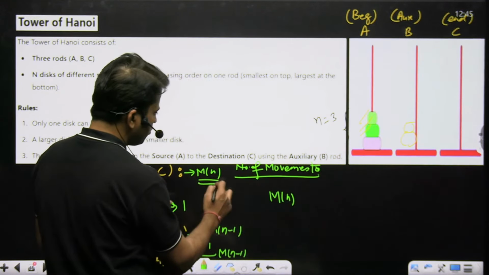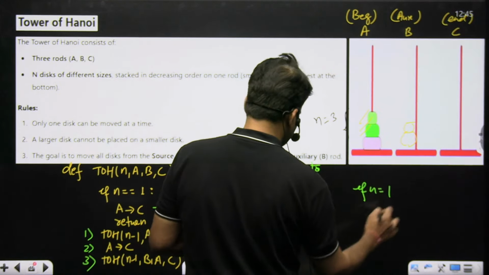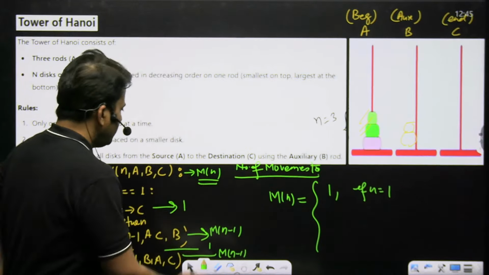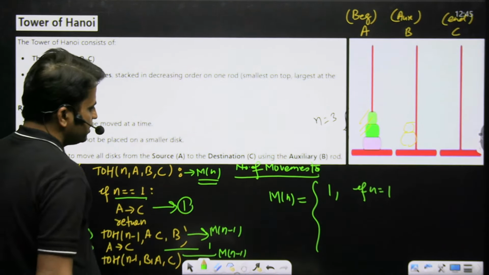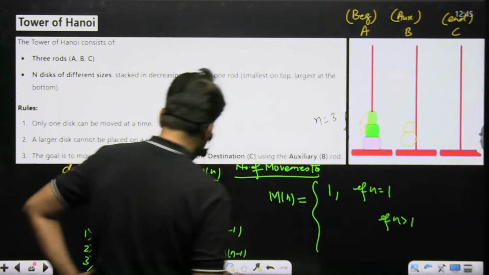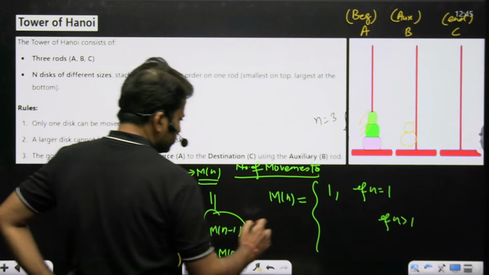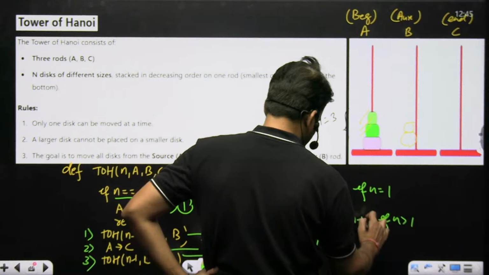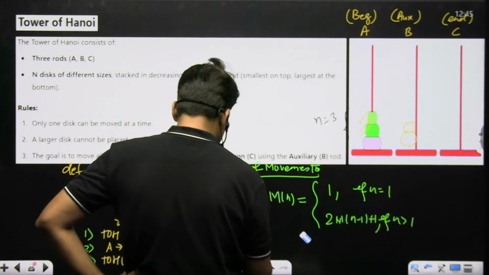Mn is the total number of movements, equal to what, sir? If n equals 1, then the number of movements is 1. If there is only one disk, then how many movements? Only 1. If n is greater than 1, then the total number of movements is the sum of these, so it will be 2 into M of n minus 1 plus 1. If you solve this recurrence relation, you will get the number of movements.